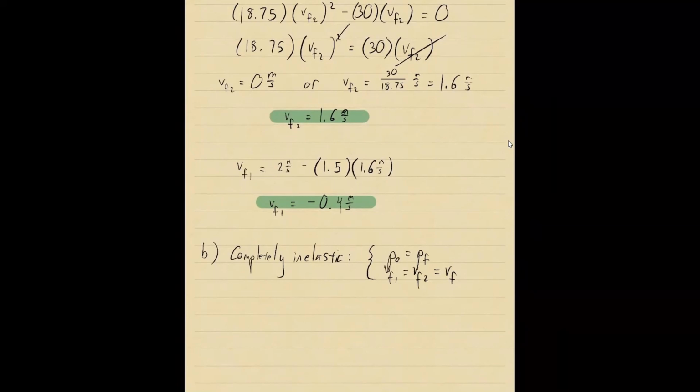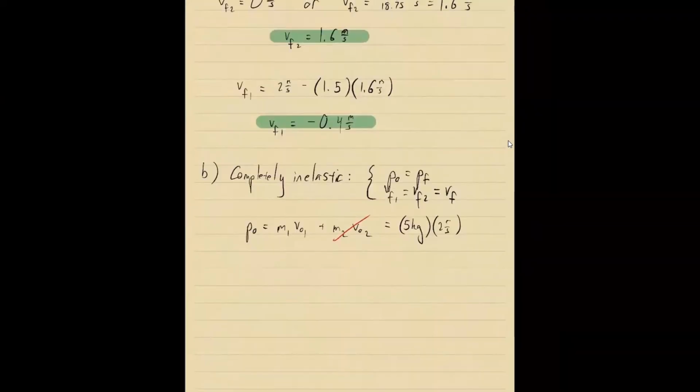So we do like we did before. We see that the initial momentum of our system is just the momentum of our first ball plus the momentum of our second ball initially. But our second ball was initially not moving, so that's gone. So this is just 5 kilograms, the mass of our first ball, times the initial velocity of our first ball, which is 2 meters per second. So our initial momentum, P naught, is still 10 kilograms times meters per second.